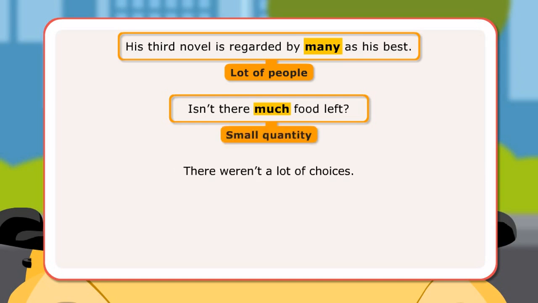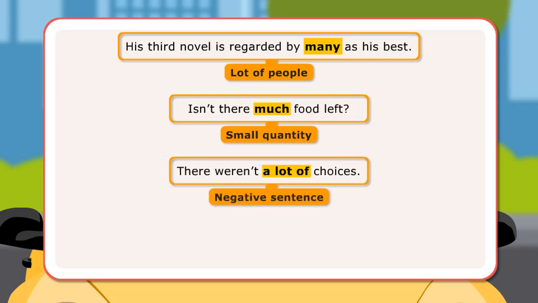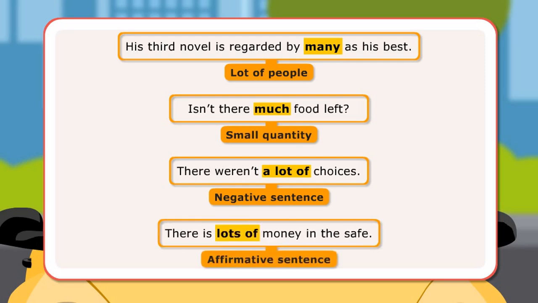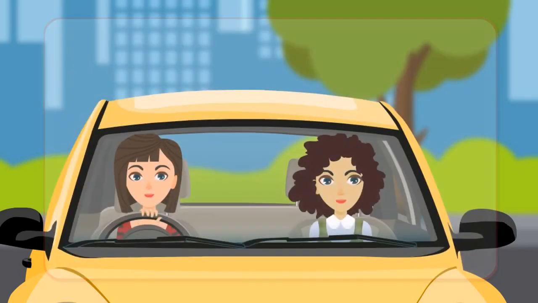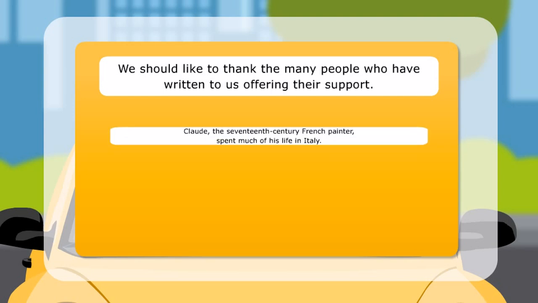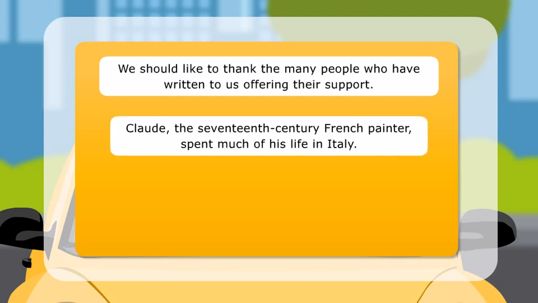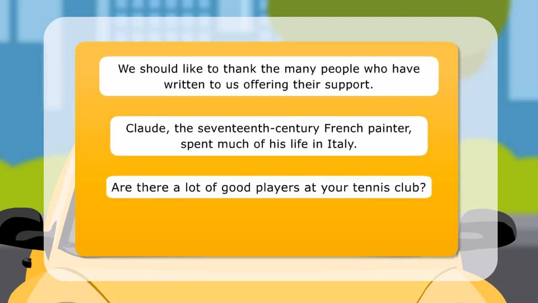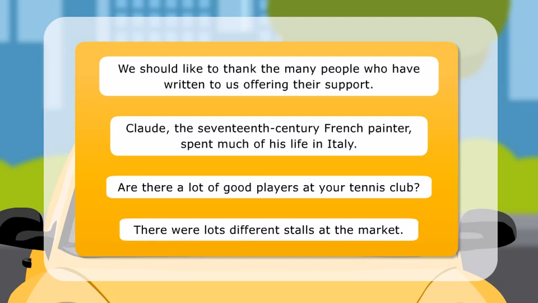There weren't a lot of choices. In negative sentence. There is lots of money in the safe. In affirmative sentence. Here are some more example sentences. We should like to thank the many people who have written to us offering their support. Claude, the 17th century French painter, spent much of his life in Italy. Are there a lot of good players at your tennis club? There were lots of different stalls at the market.